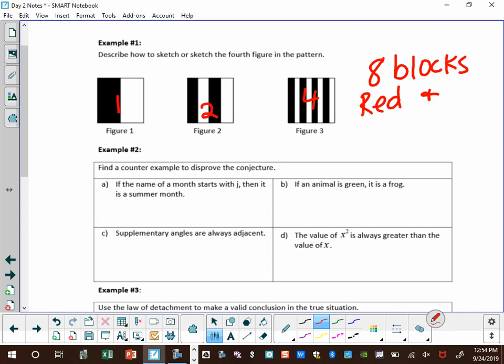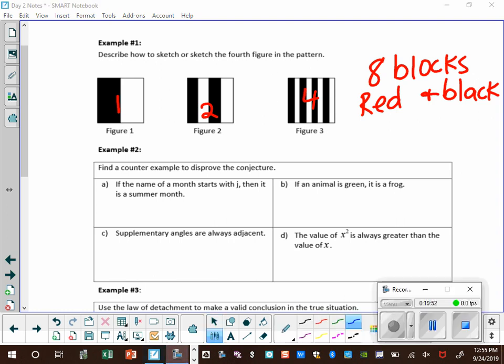So our next one should be what? 16, right? So we're doubling it. So that's my pattern, is to double.